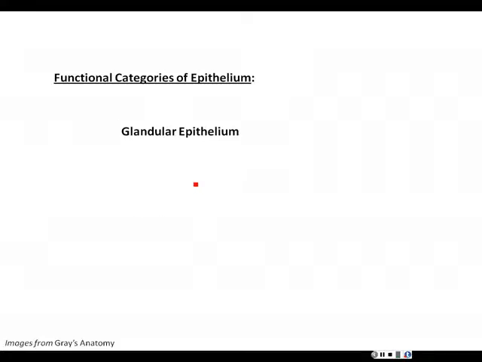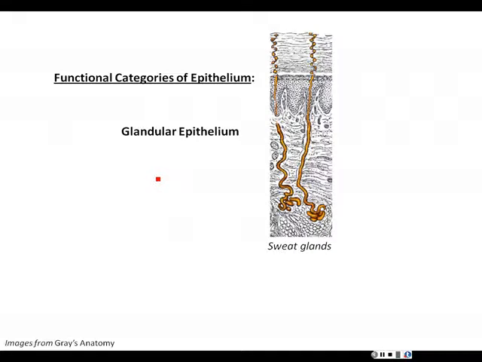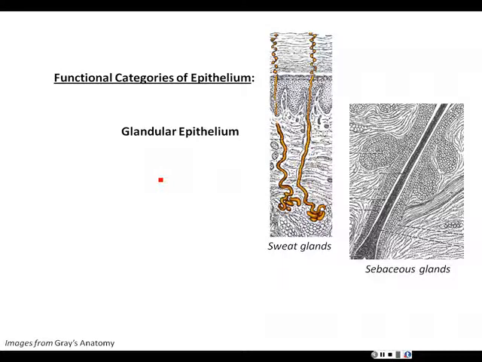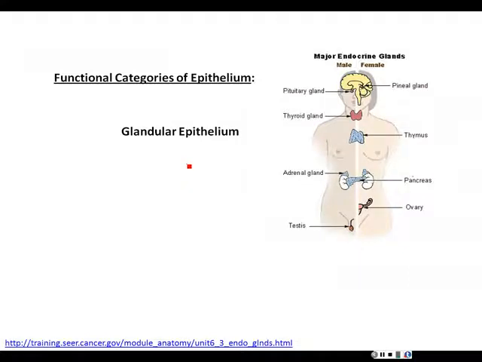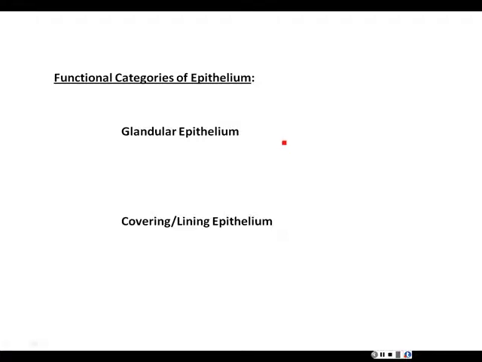Glandular epithelium refers to epithelial cells that have clustered together to make a gland, an organ that secretes a particular substance, like a sweat gland or a sebaceous gland, which secretes the oils on your skin. Glandular epithelium also makes up the endocrine glands, which you'll hear a lot more about in 242. In this video, we're going to focus on the covering and lining epithelium.